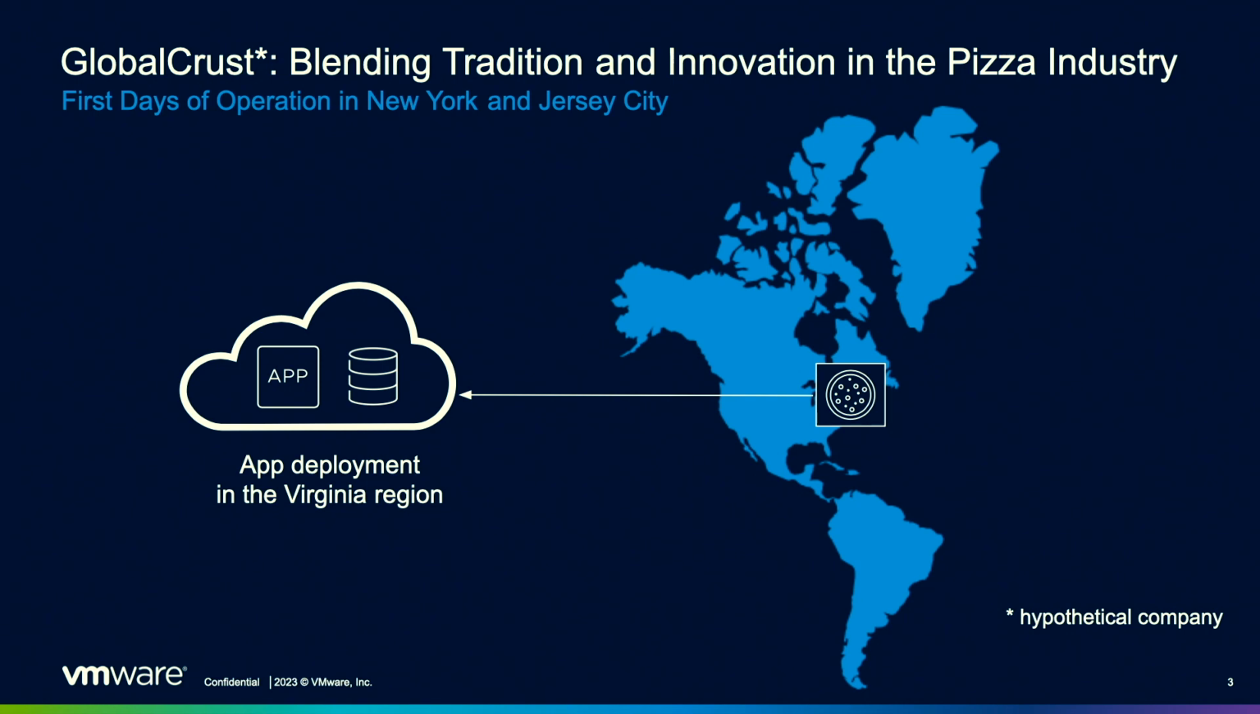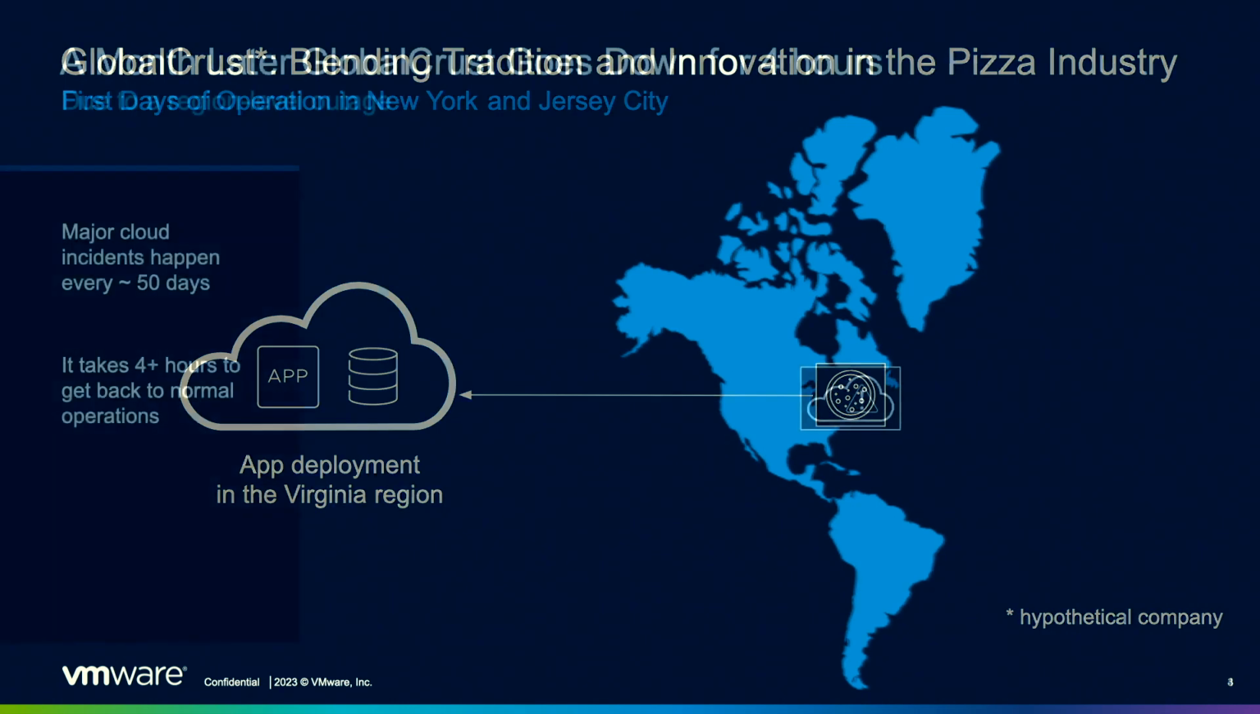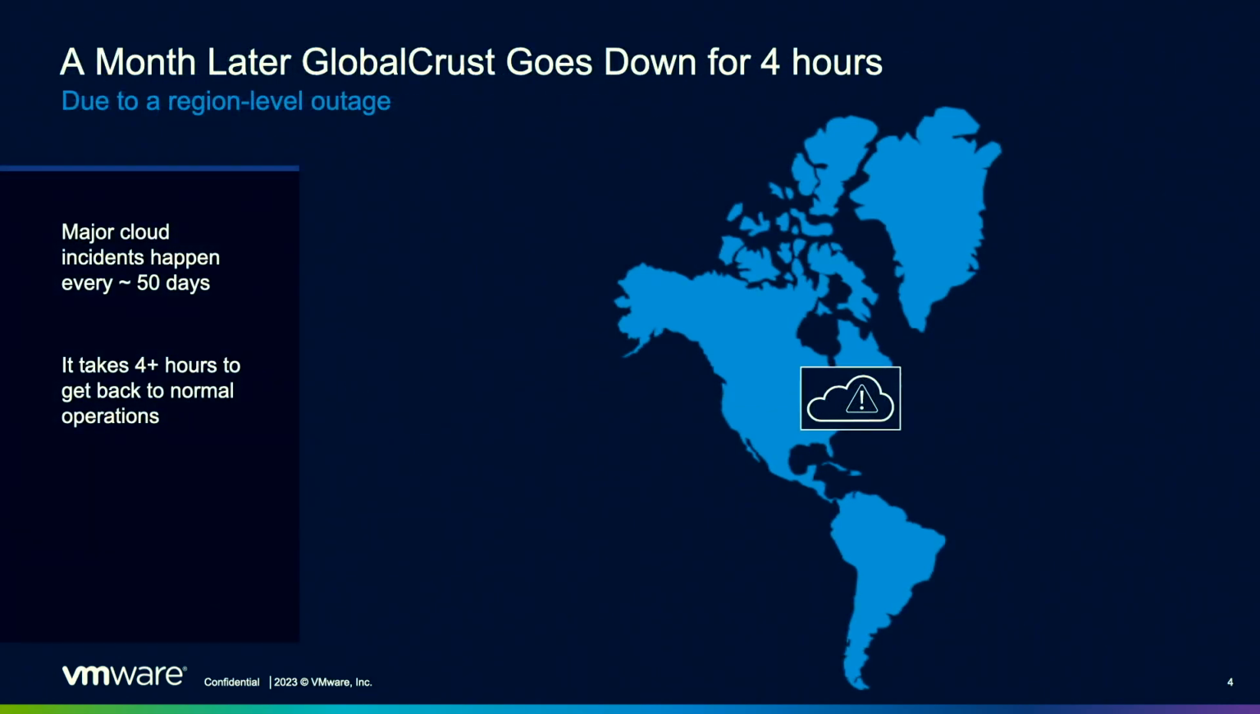Why in that region? Because in the beginning, they're planning to serve the pizza for the folks who live in New York City and Jersey City. But certainly, they have global vision. Overall, they're planning to offer this pizza across the world, if possible. And they deployed this application, and a month later, the application and the service went down for almost 4 hours.